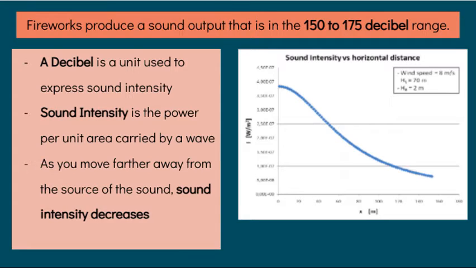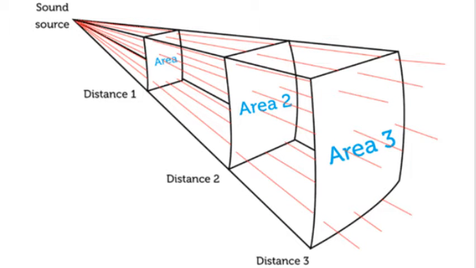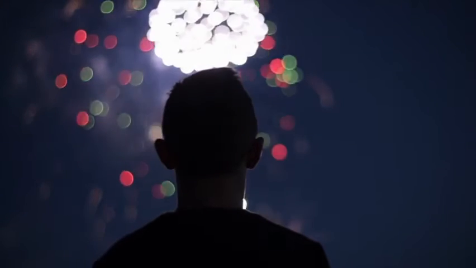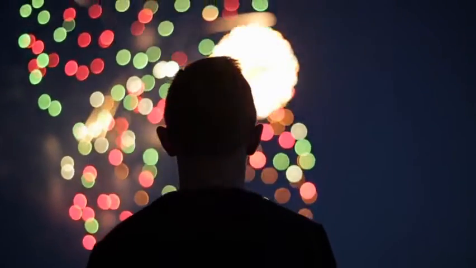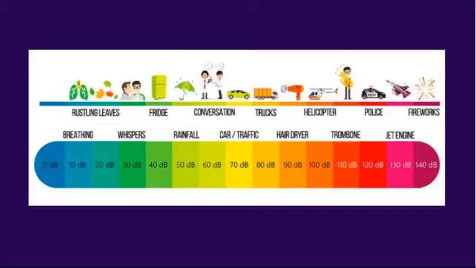As you move farther away from the source of the sound, intensity will decrease. This is because as distance increases, the area in which the wave travels increases, while energy levels remain the same, causing a decrease in intensity. This is why, on the 4th of July, fireworks are best viewed from far distances. If you are too close to fireworks, they can be dangerous, as their intensity is very high compared to most comfortable noises, even a jet engine, as seen on this diagram.